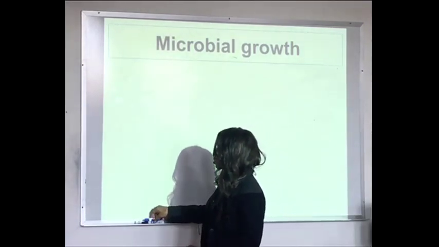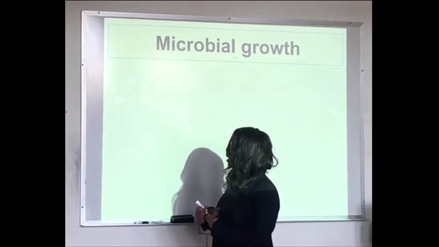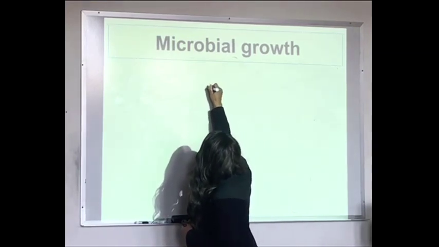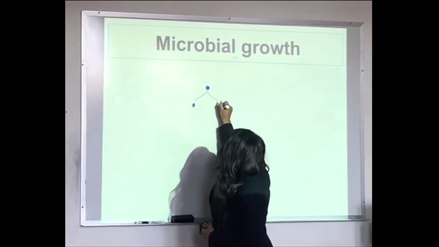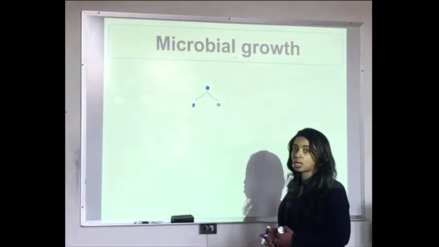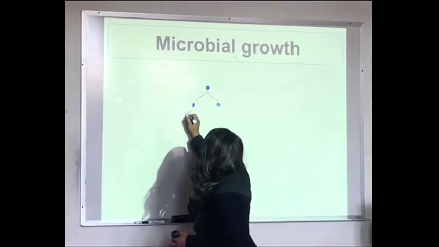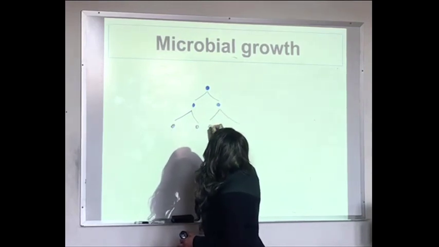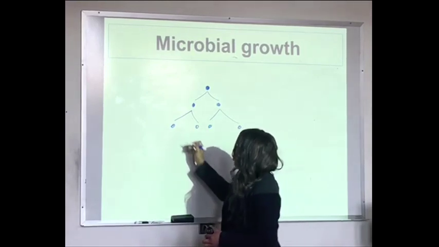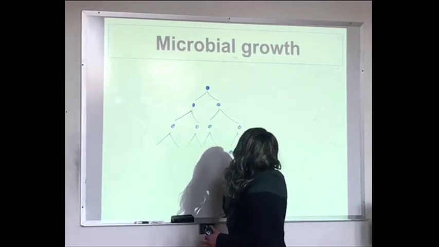So our bacterial cells, which we'll focus on for most of our microbiology class, if we have one cell, that cell will eventually divide into 2 cells. All right, so one cell will become 2 new cells. They will double. Those cells will divide, and each cell will double. Those cells will divide again, and those cells will double.